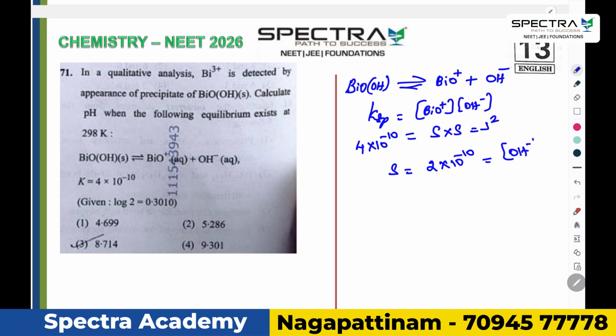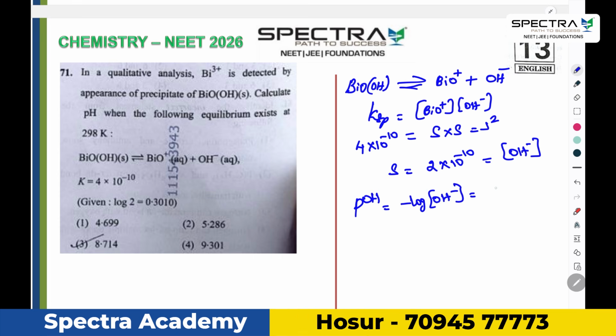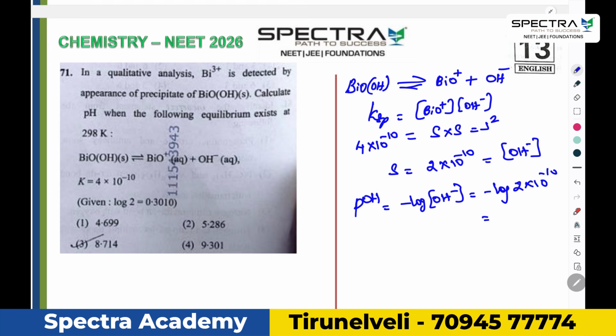So now I know the concentration of OH minus. By this I can calculate POH. POH is how much? Minus log of OH minus. Minus log of 2 into 10 power minus 10. When you take the square root, 10 power minus 10 becomes 10 power minus 5. Sorry. So minus log of 2 into 10 power minus 5. So 5 minus log 2, I will get 4.69.